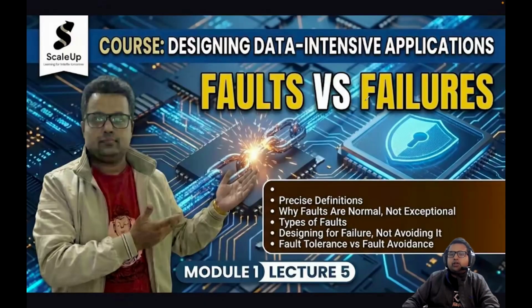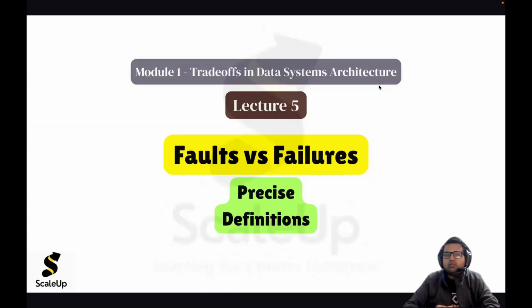If we look at the topics that we will cover in this lecture, we'll talk about precise definitions, why faults are normal, not exceptional, types of faults, designing for failure, not avoiding it, and we will conclude by discussing fault tolerance versus fault avoidance. All these topics we will cover one by one. This is module 1, trade offs in data systems architecture, lecture 5, faults versus failures. We are starting with the first topic, the precise definitions.